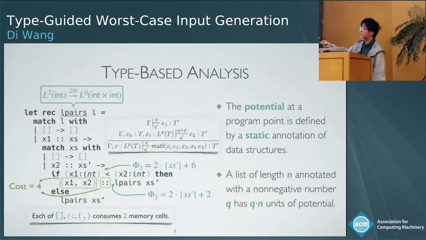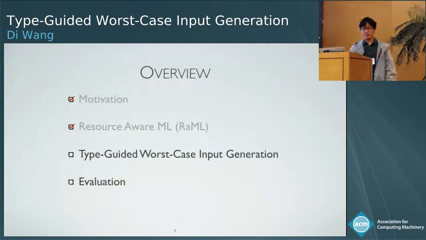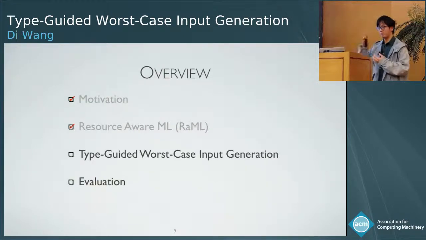So we have this Q and Q prime as the two constant potentials before and after the evaluation. You might notice this is the rule for the match expression on lists. And in the non-empty case, you get P more potential from the list if the list is annotated with P in each element. Now we have talked about resource-aware ML. Then I want to say something about how we build our algorithm based on this type system.